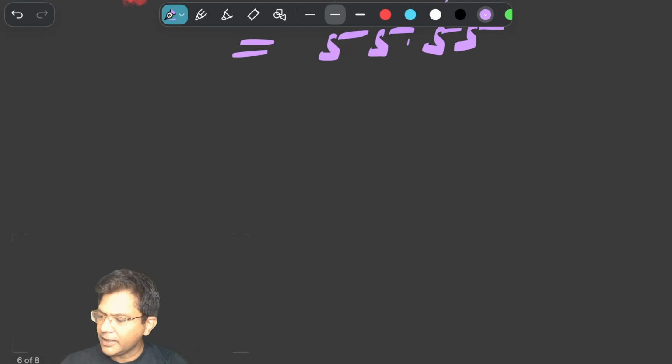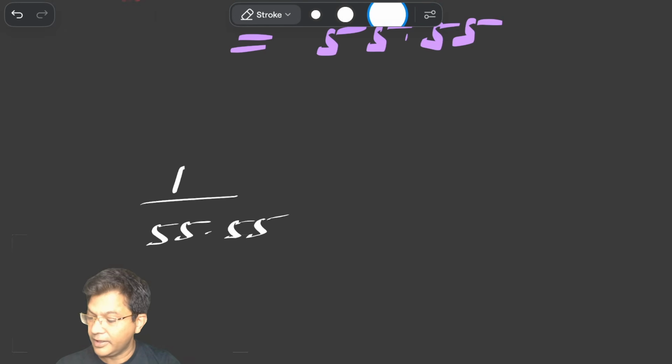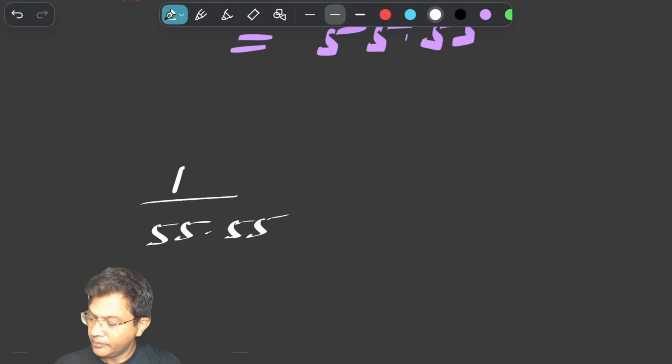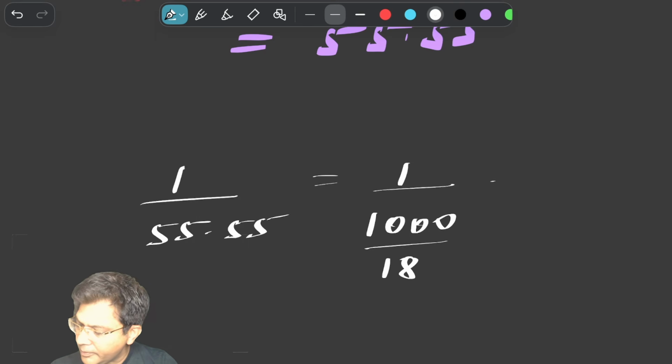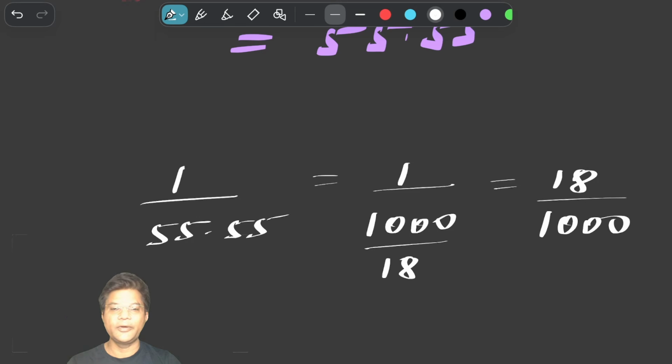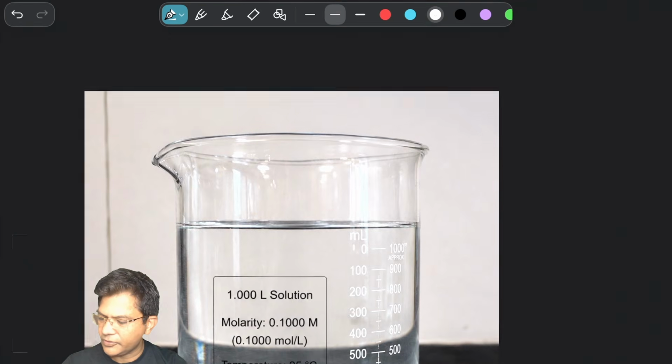Now, one mathematical hack is there. If I say 1 upon 55.55, this value will always be, as you have seen, if I write 1 upon 1000 upon 18, this is only 55.55. So it will become 18 upon 1000. So just reverse, right? This is the mathematical approach. Now, let me go back and let's start from the starting.